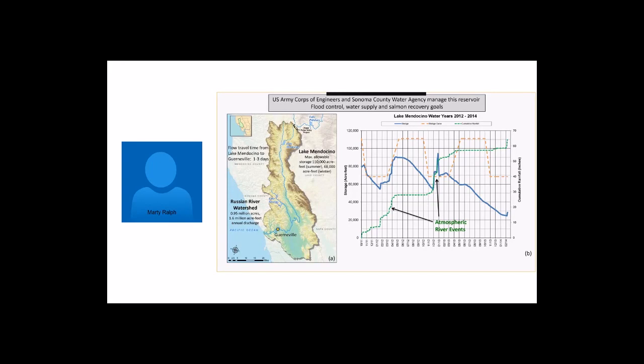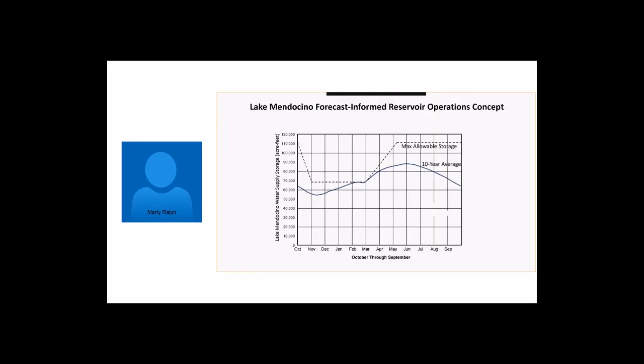All right, let's turn now to an example of what we're talking about, hypothetically, for this reservoir. This is a scenario that our steering committee came up with. Do you see a blue line on the chart now? Yes. Okay, that's the 10-year average.